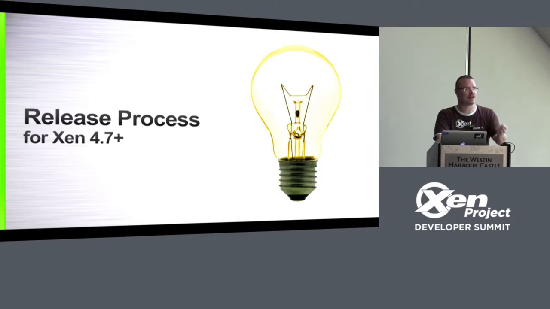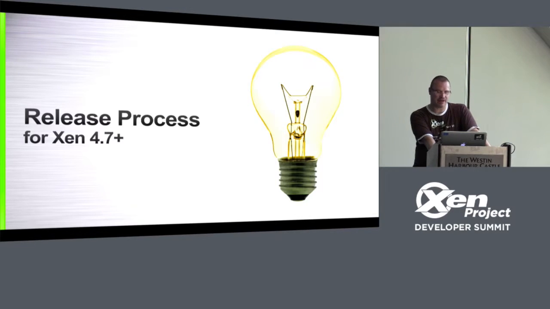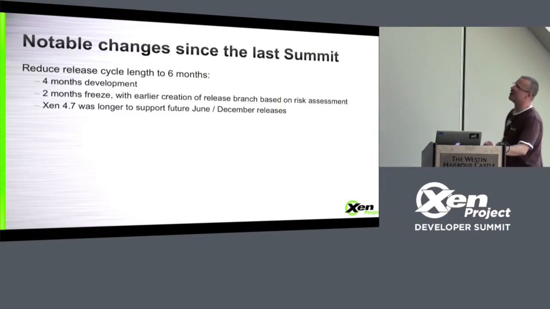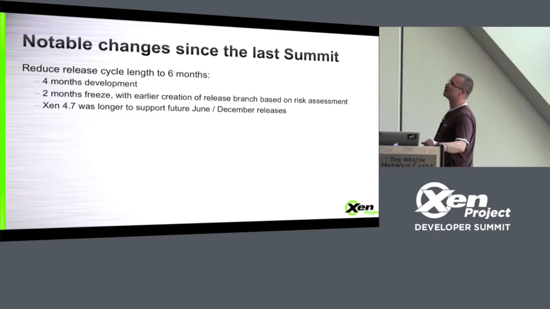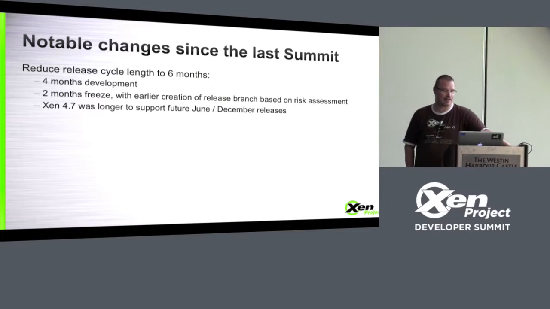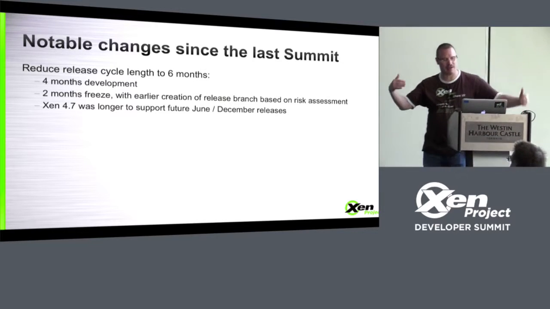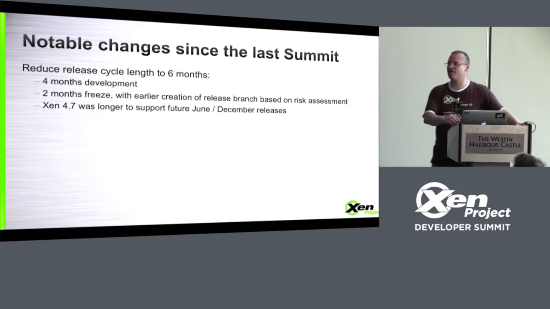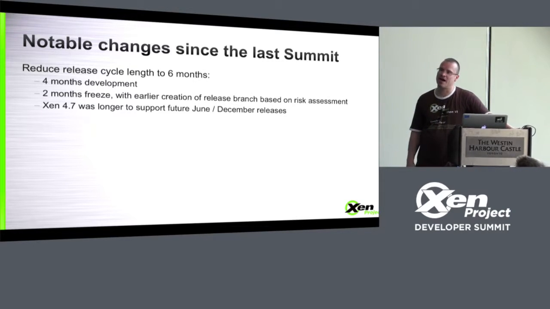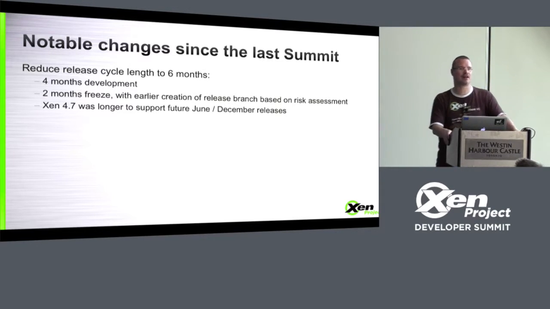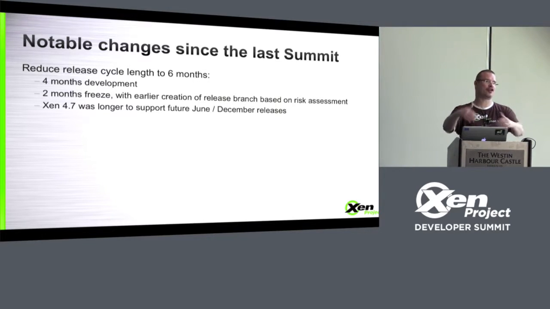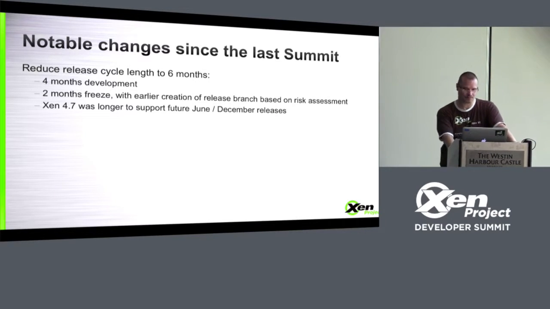So since Xen 4.7, we've actually changed the way we make releases, right? Notable changes are we reduced the release cycle to 6 months and release on a fixed date every year. That means roughly, in terms of guidance, we do 4 months of development and 4 months of freeze. But to make sure that we don't have 4 months of dead time, we're trying to branch earlier during each release cycle as well. And the theory is that if there's less churn, then there's less risk, so we can branch earlier.